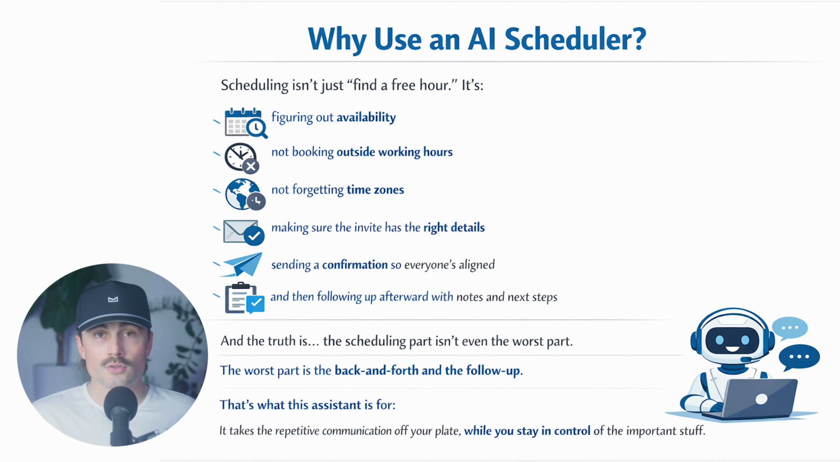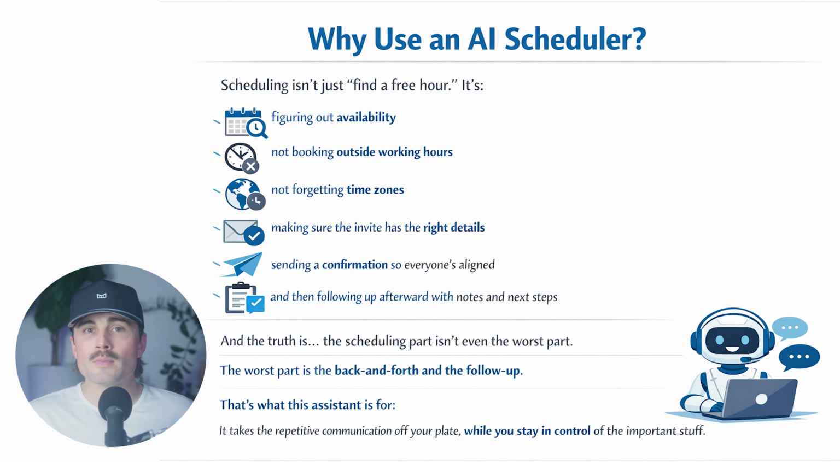Why use an AI scheduler? Scheduling isn't just find me a free hour in my calendar. It's figuring out availability, not booking outside of working hours, not forgetting time zones, making sure that the invite has the right details, sending a confirmation so everyone's aligned, and then following up afterwards with notes and next steps. And the truth is, the scheduling part isn't even the worst part. The worst part is the back and forth and the follow-up. That's what this assistant is for. It takes the repetitive communication off of your plate while you stay in control of the important stuff.